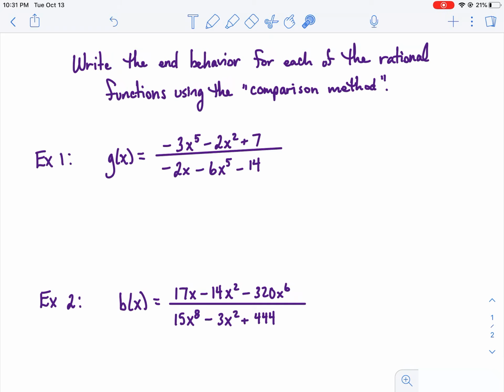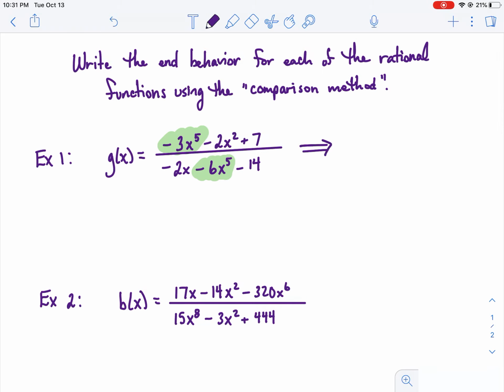Normally to figure out end behavior of a polynomial, we know that we would look at the highest degree. Up here in the numerator, the highest degree is negative 3x to the fifth. And down in the bottom, the highest degree is negative 6x to the fifth. When we talk about a rational function, instead of looking at each one individually, we want to look at it as a whole. Essentially, with the comparison method, we just look at that negative 3x to the fifth over negative 6x to the fifth and think about how that would simplify.